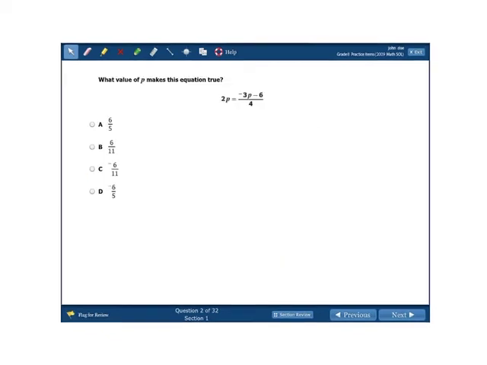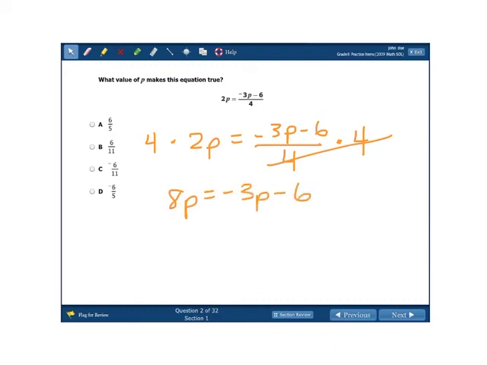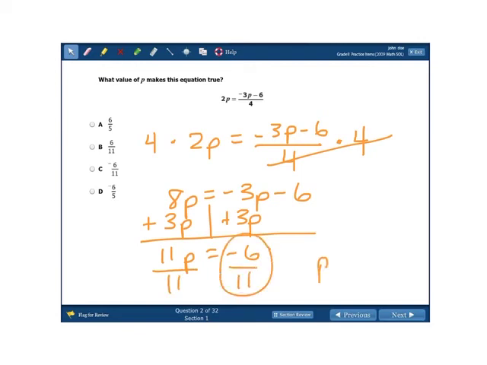Moving on. Equation. This equation is more complicated than what we're used to because 1, it's got variables on both sides, and 2, it's got this fraction over here that is confusing. So I want you to first remember that we talked about how to get rid of a fraction like that. Multiply both sides by that denominator, and that fraction is going to cancel out. And this is 8p equals negative 3p minus 6. I'm going to add 3p to each side, giving me 11p equals negative 6. I'm going to divide by 11, giving me p equals negative 6/11.